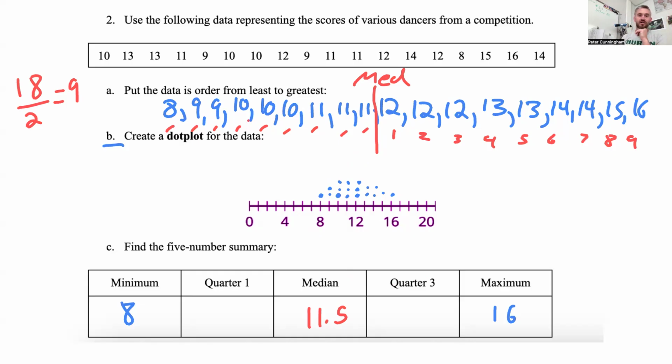I have 9 numbers here. 1, 2, 3, 4. Half of 9 is 4.5. So I go 4 on one side, 1, 2, 3, 4, 4 on the other, 1, 2, 3, 4. So I should have 4 on both sides of this median of the first half of data. So quartile 1 should be a 10. Quartile 3, do the same thing. 1, 2, 3, 4. I've got my numbers there. There's my Q1. Here's my Q3. 1, 2, 3, 4.